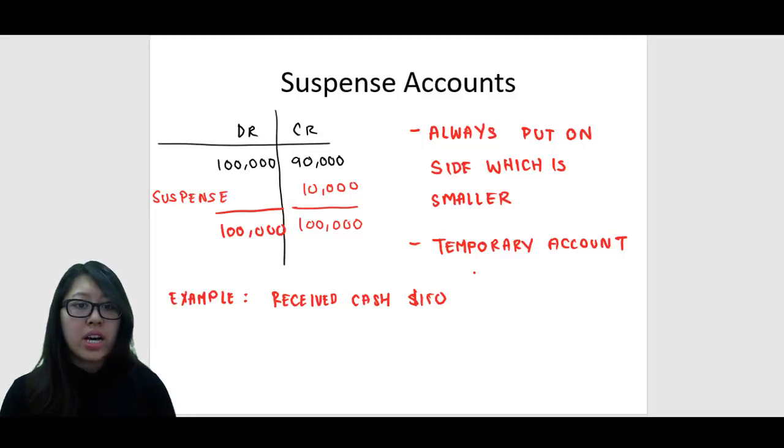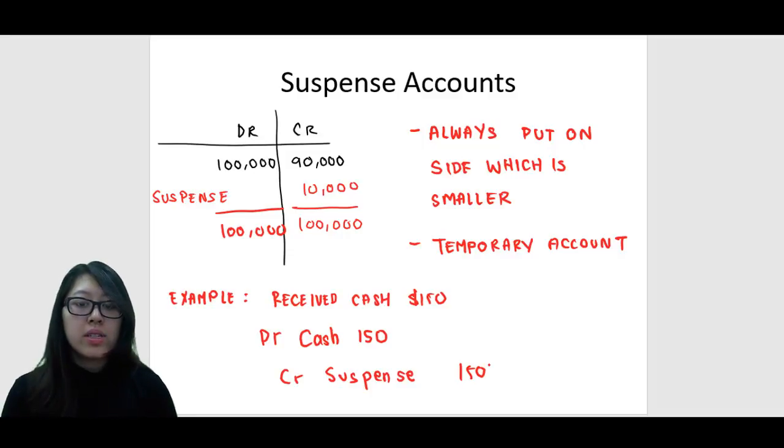Now because we receive cash, the double entry should be debit cash 150 and then credit something else. Alright? But let's say in this case we don't know what the credit is. So we're going to just temporarily use a suspense account to fill that up. So we're going to create a credit to the suspense account 150. We're going to keep it until we figure out what the cash was actually for.